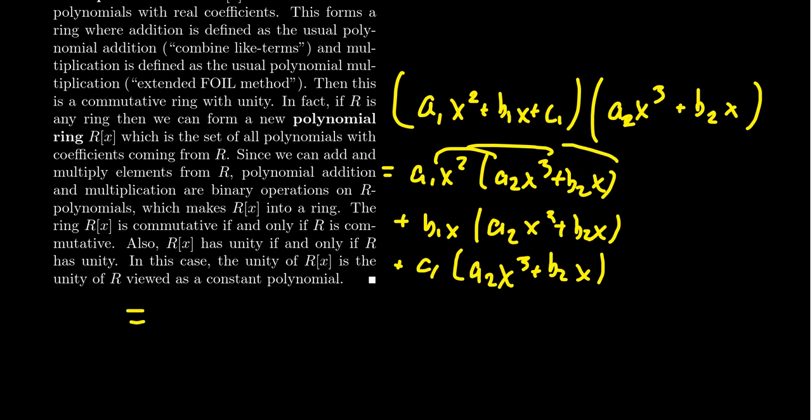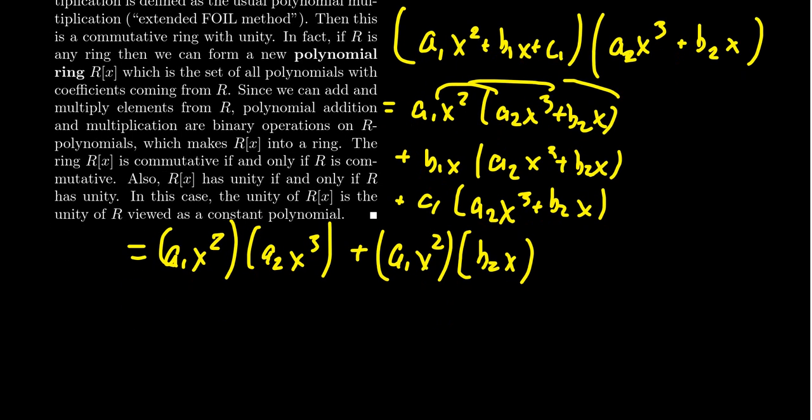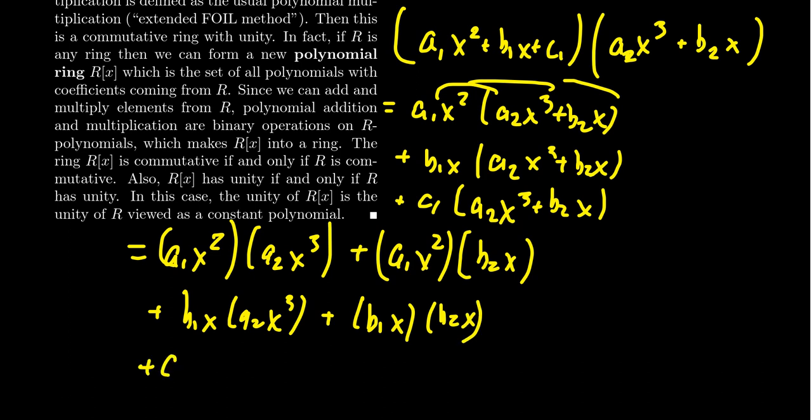in which case we end up with an a1x² times an a2x³, plus a1x² times b2x. Then the next one would give us some b1x times a2x³, plus some b1x times b2x. And then lastly, we'll get some c1 times a2x³, and the last one there, c1 times b2x.